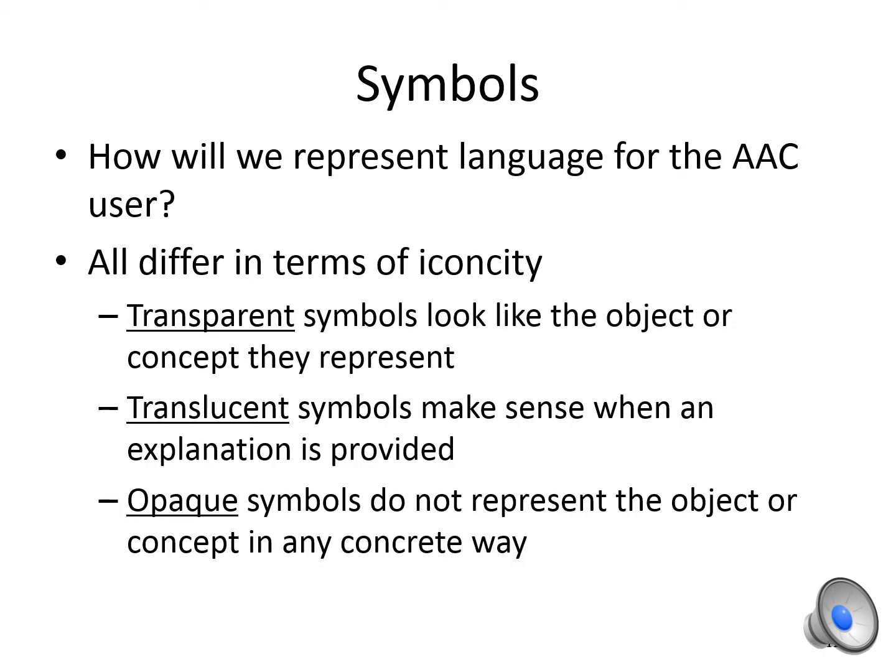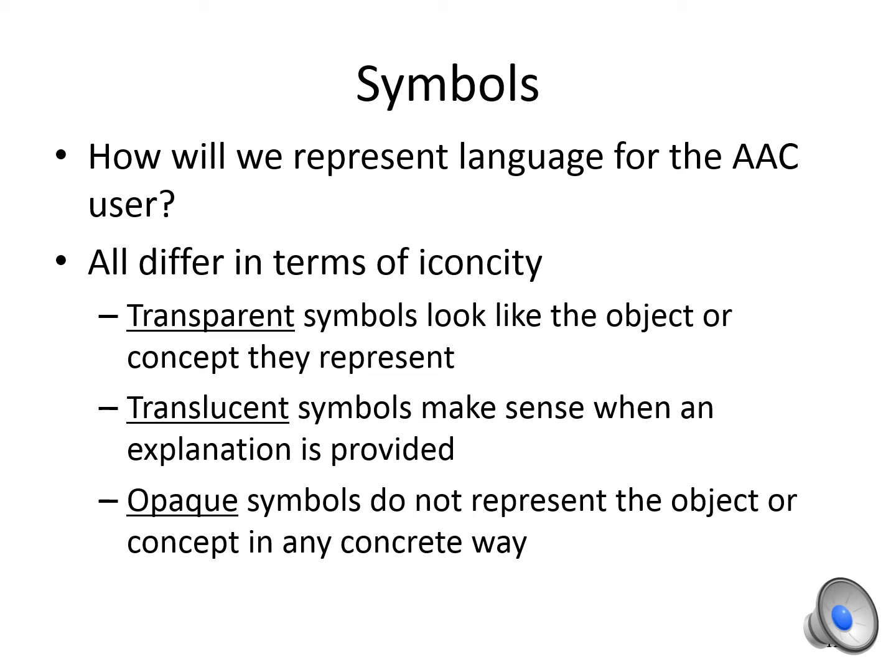So the symbols that we use differ in terms of their iconicity, or the degree to which they look like the object they represent. And so we have transparent symbols that obviously look like the thing that they are. It's very easy to represent nouns because pictures of nouns are highly transparent.